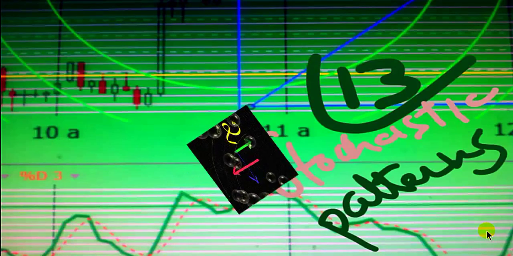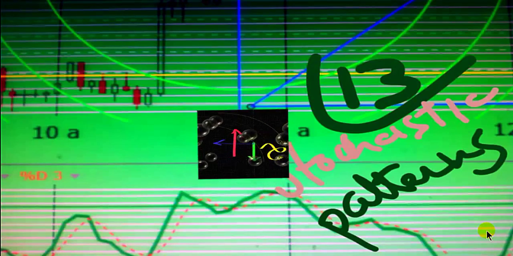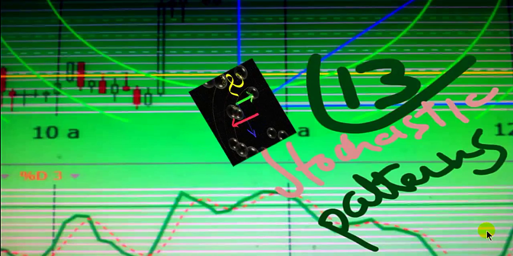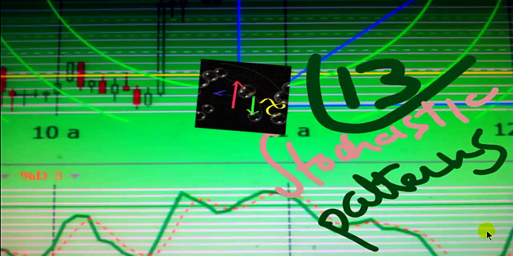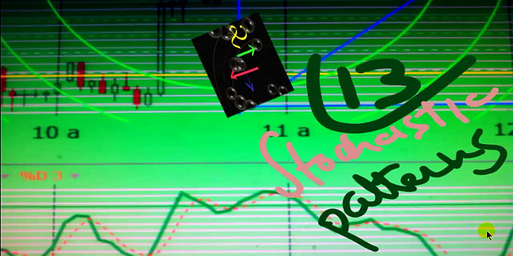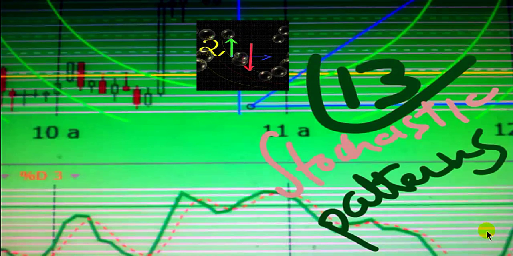This video is about 13 specific stochastic patterns. A pattern is a distinctive style, model, or form. Sometimes a pattern is a plan or a diagram or a model to be followed in making things.